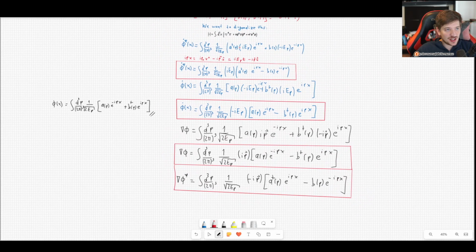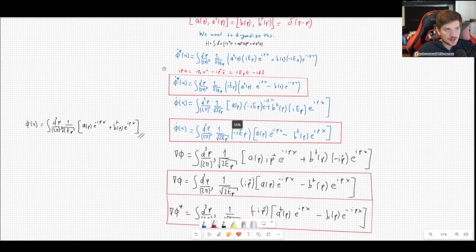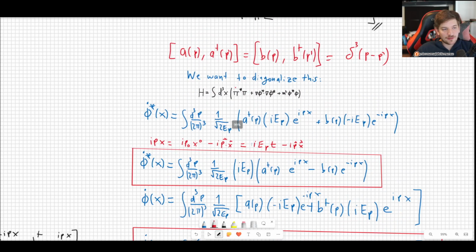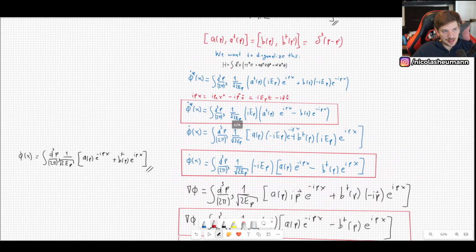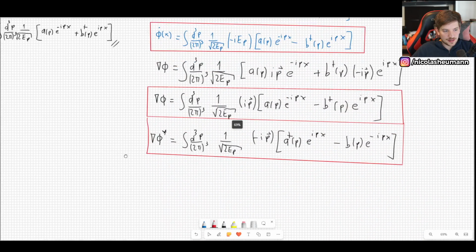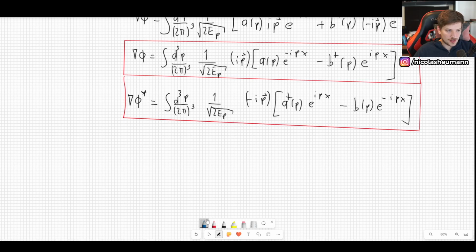So let's begin inserting it into our Hamiltonian. So in the Hamiltonian, we have phi dot conjugate times phi dot. So let's begin with that. And of course, don't forget about the spatial integral there, right? So the Hamiltonian is integral d^3x of, and now just take a deep breath.